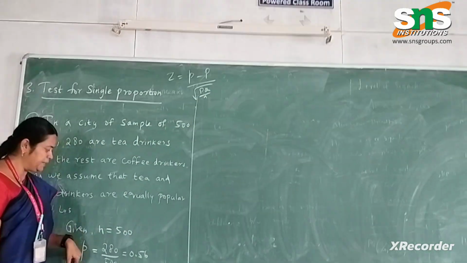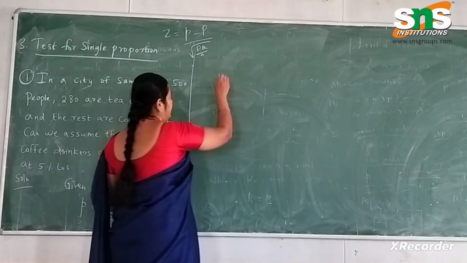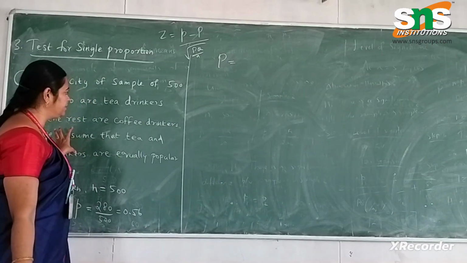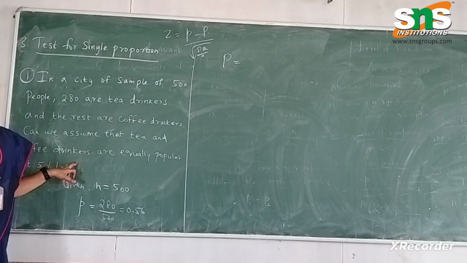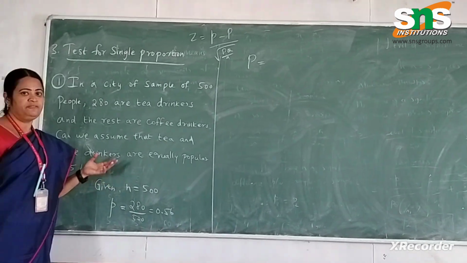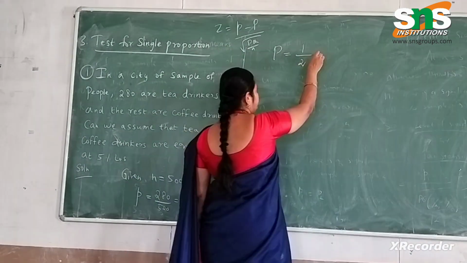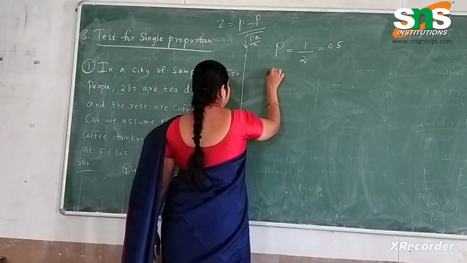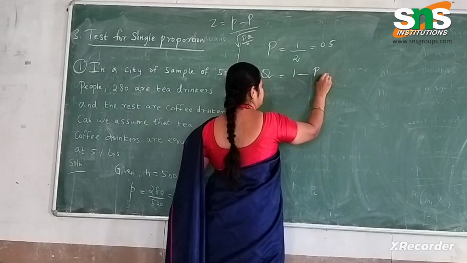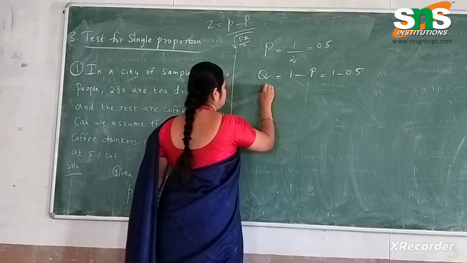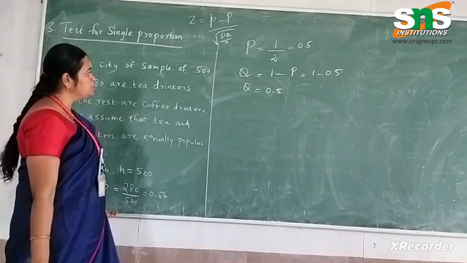Here we have our small p and n. You have to find capital P and capital Q. Capital P you have to identify from the question. Here the question is whether the tea and coffee drinkers are equally popular. Equally popular means 50%, that is 1 by 2. So capital P is equal to 1 by 2, that is 0.5. How will you calculate capital Q? Capital Q is nothing but 1 minus capital P, so 1 minus 0.5, that is Q is equal to 0.5. So all the data are available. Now let us move on to the solution.